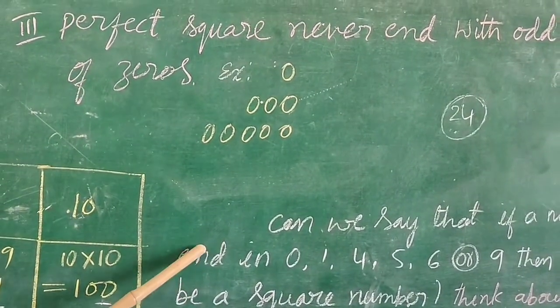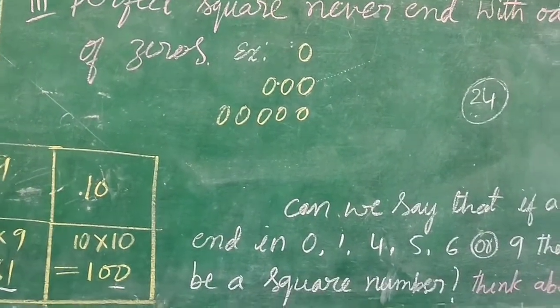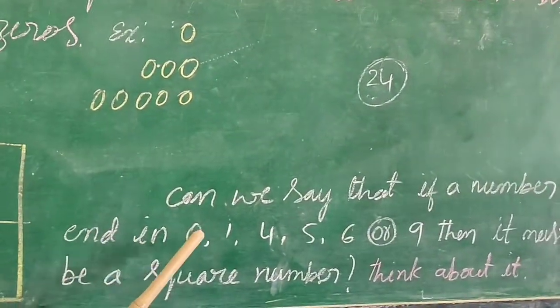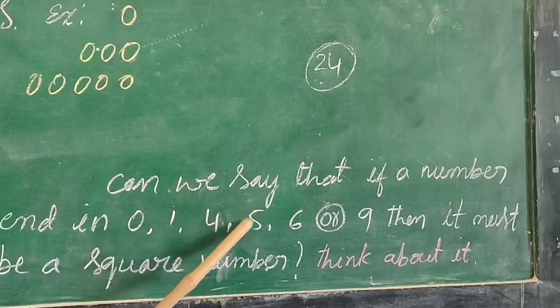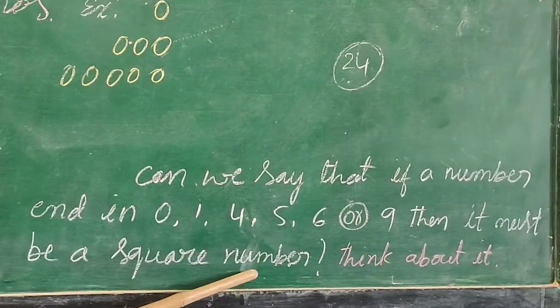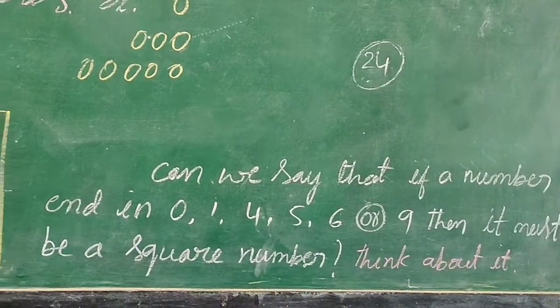Students, take one question here. Can we say that if a number ends in 0, 1, 4, 5, 6 or 9, then it must be a square number? Think about it.